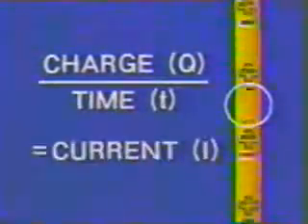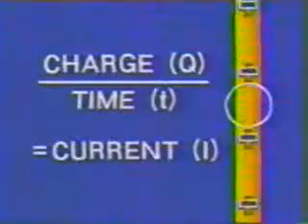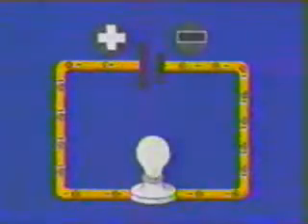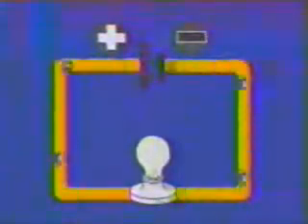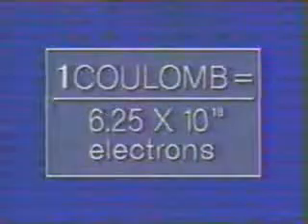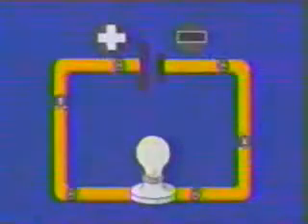The electrical charge flows past a specific point in the circuit at a particular rate. This is called current and is measured in amperes. Since electrons are so very small, charge is measured in coulombs. A single coulomb of negative charge consists of 6.25 times 10 to the power of 18 electrons. When 1 coulomb of charge passes a specific point in the circuit each second, the current is 1 ampere.